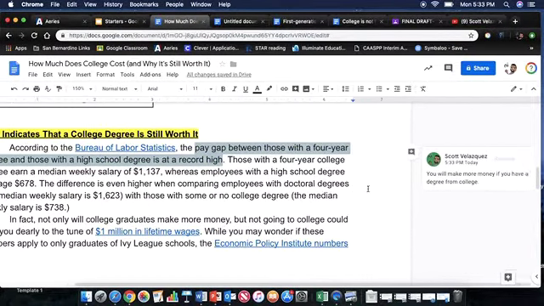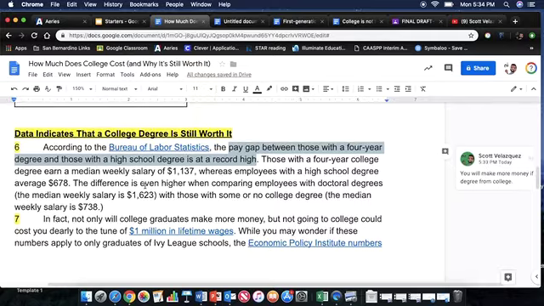People who go to college, you will make more money if you have a degree from college instead of one from high school, right? If you only go to high school, your jobs and opportunities will be limited. So what this is arguing is that college will get you more money. Now let's go on. Those with a 4-year college degree earn a median weekly salary of $1,137, whereas employees with a high school degree average only $678.